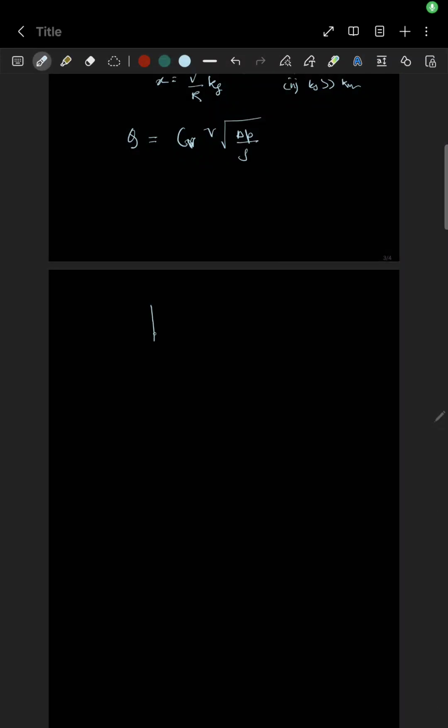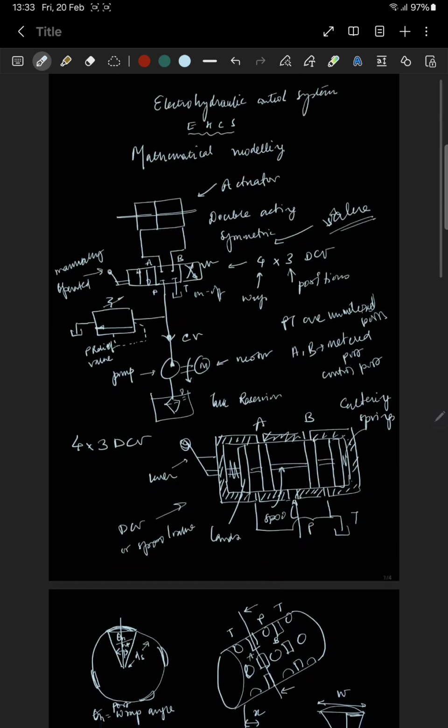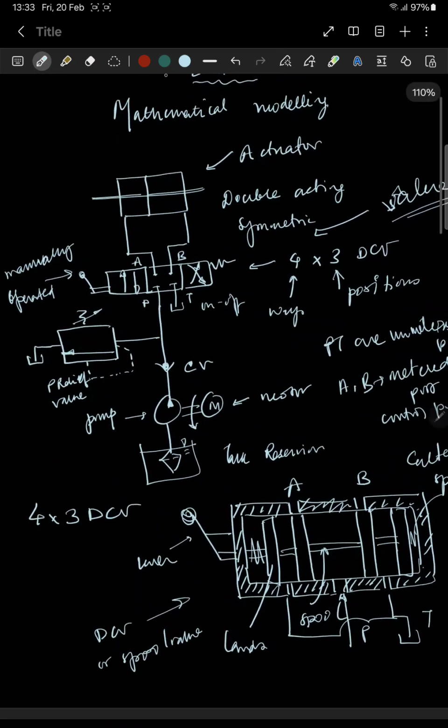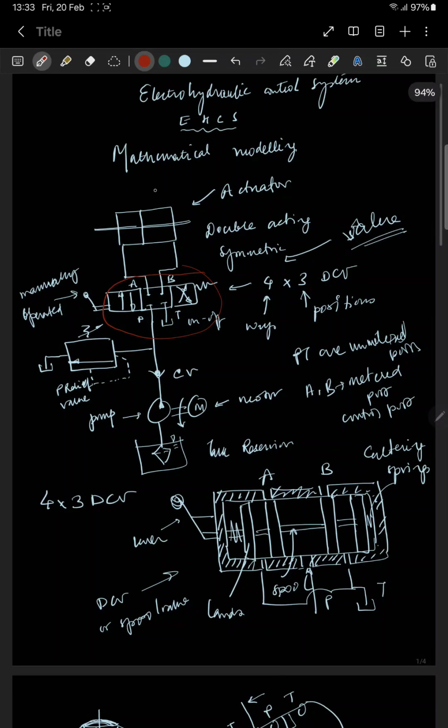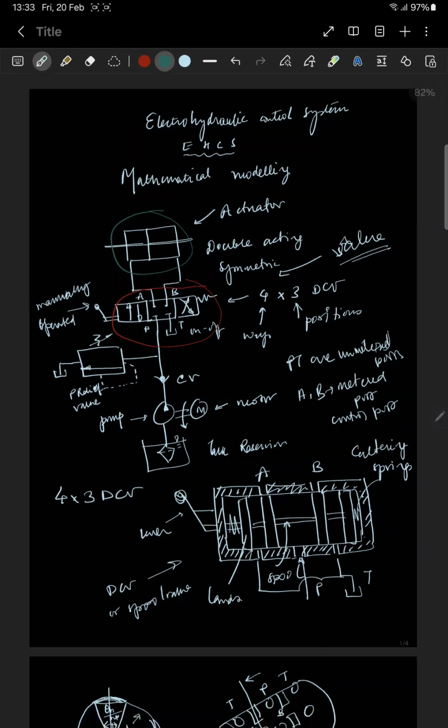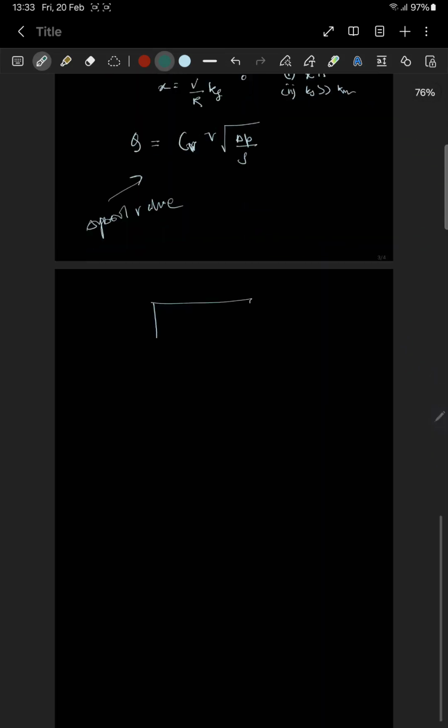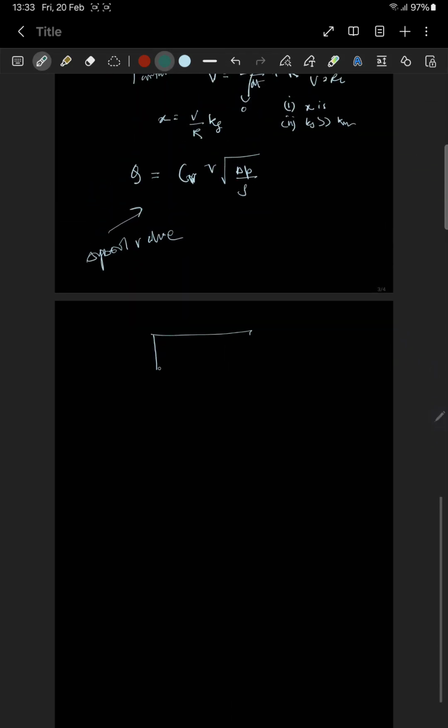The valve equation. This was for the mathematical modeling of the spool valve. If we see the main actuator circuit, we have mathematically modeled this part. Okay. Now we will be modeling this part, the actuator portion. How are we going to do it? So this is the actuator.